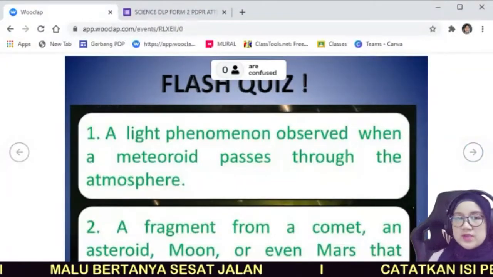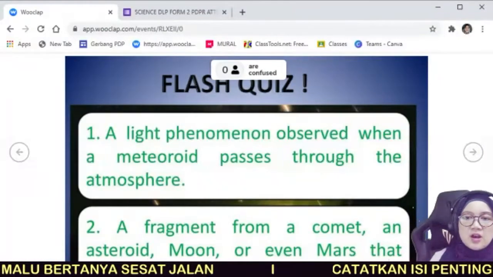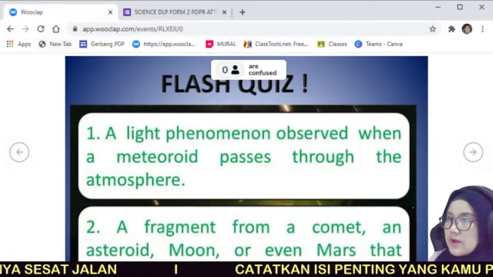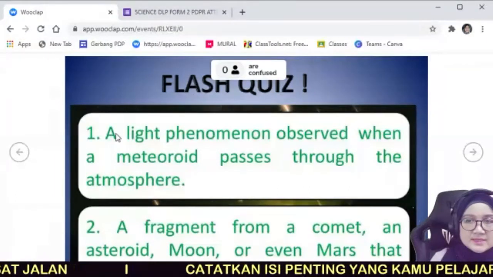Next, flash quiz. A light phenomenon observed when a meteoroid passes through the atmosphere. So what is the name for number one, guys?